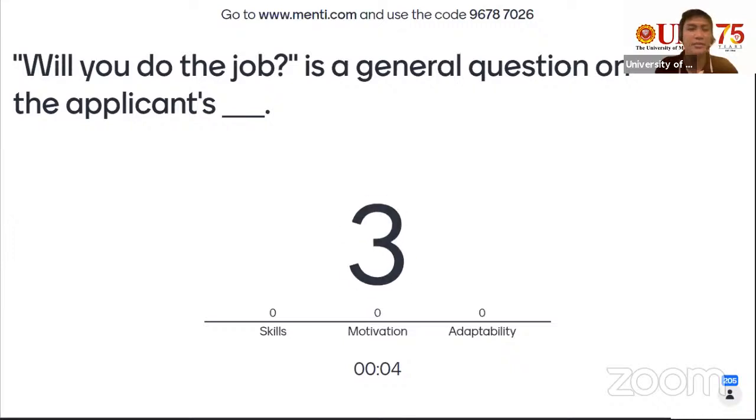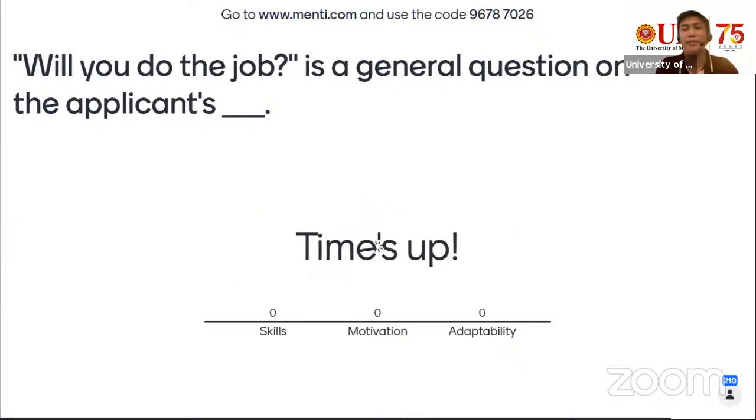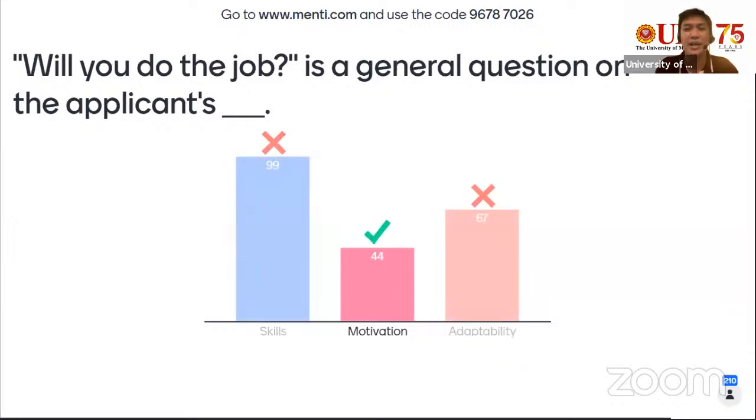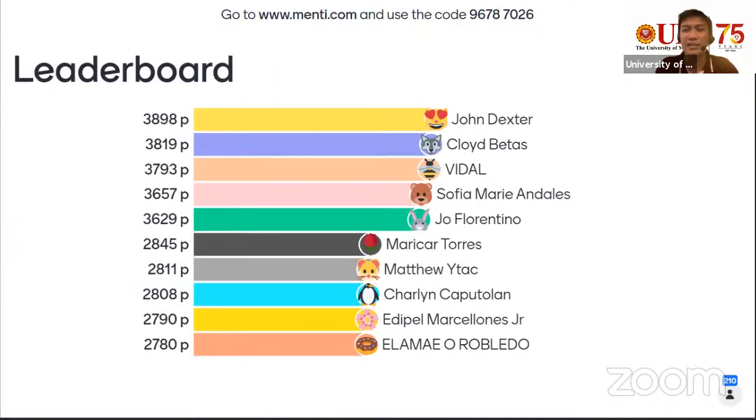Five, 4, 3, 2, 1, and time's up. Let's see kung saan ang pinakamadaming answer and if that's correct. Okay, mostly sabi skills, but the correct answer is motivation. Okay, let's see kung si Dexter pa rin ang ating number 1.